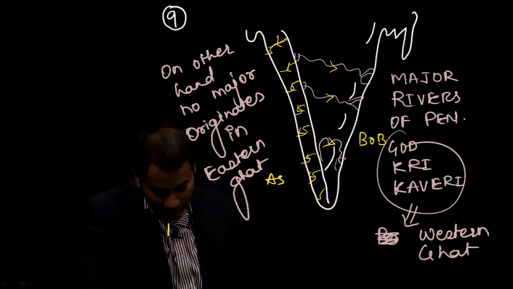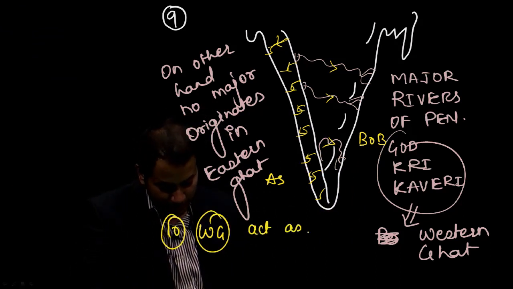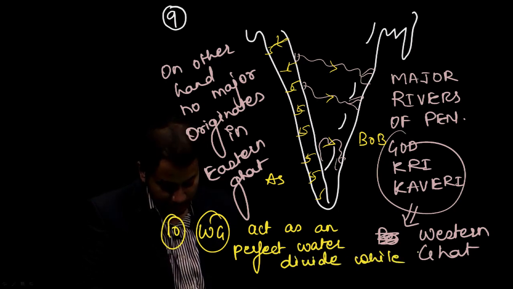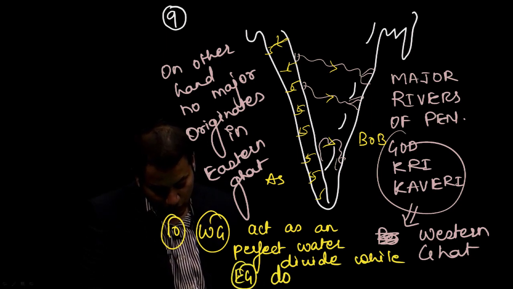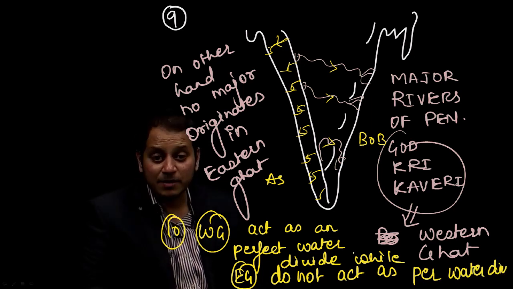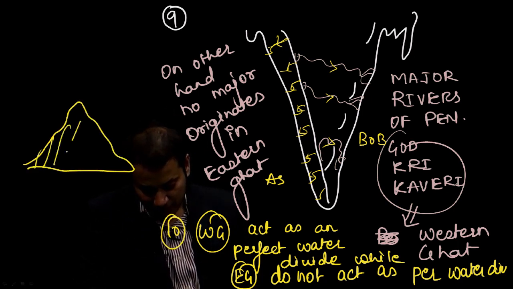So the next point is, the Western Ghats act as a perfect water divide, while the Eastern Ghats do not act as a perfect water divide. What is a water divide? An area from where two different river systems will originate and they will flow to either side.